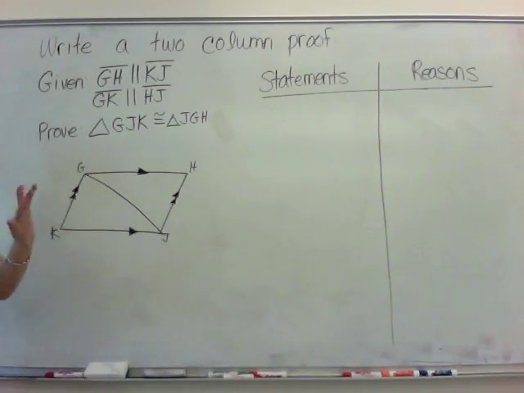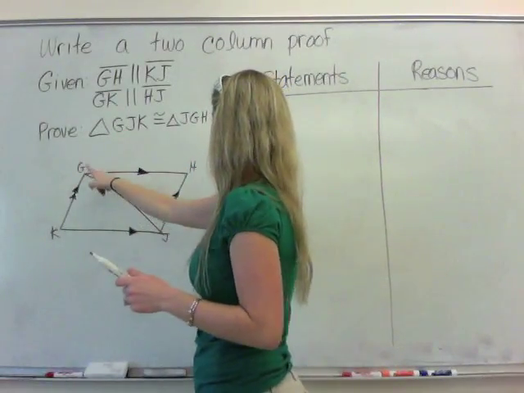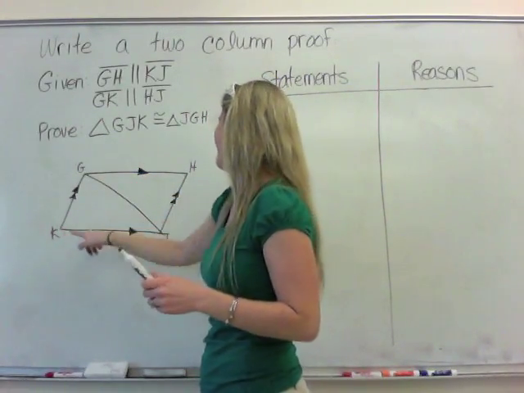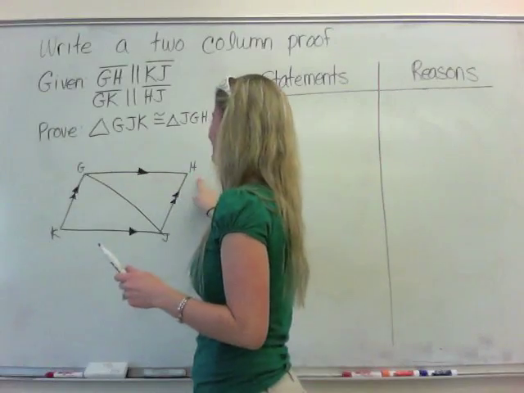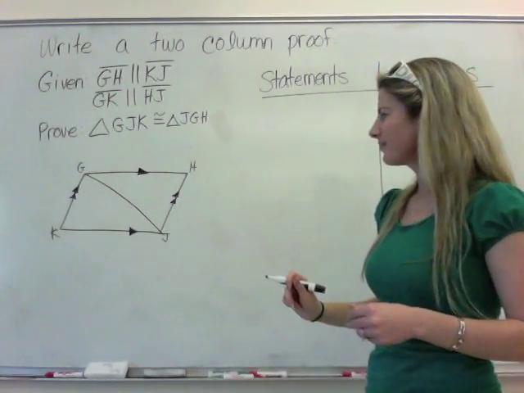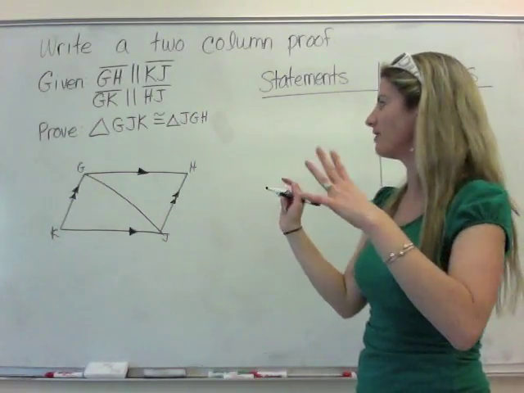Perfect. So now we want to prove that triangle GJK is congruent to triangle JGH. Basically, we need to come up with a bunch of reasons and statements about why that can be the case.